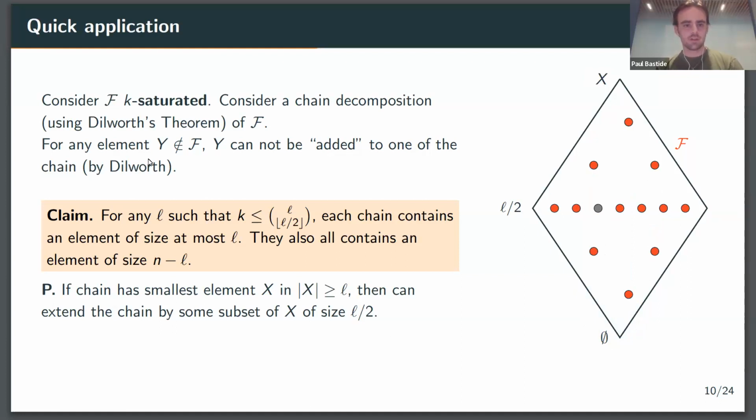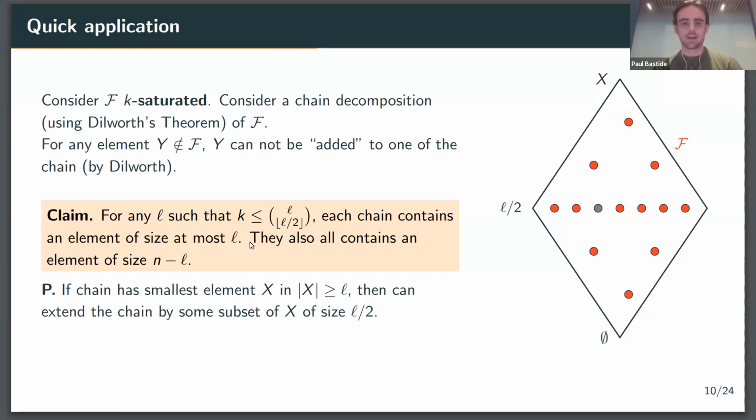And by the statement here that says that anything that is not in my family would not be able to continue some chain, it means that everything in this sublattice needs to be already in my family. Because if there was some gray element here, for example, that was not in my family, by adding it I would still not create a new chain. I would still have a chain decomposition using k-1 chains. And this implies that I still don't contain any antichain of size k.